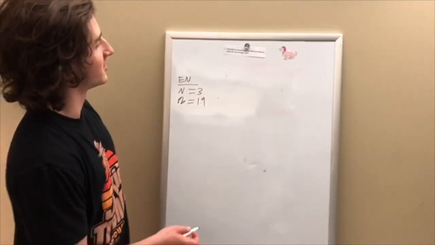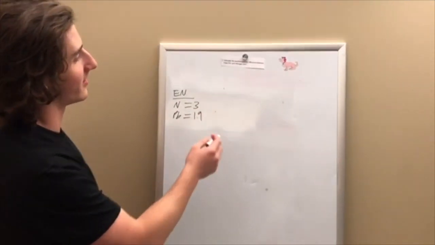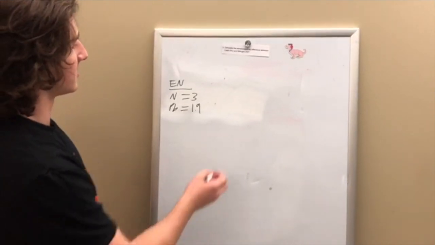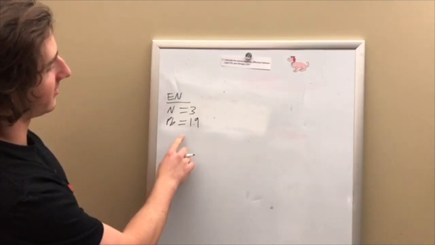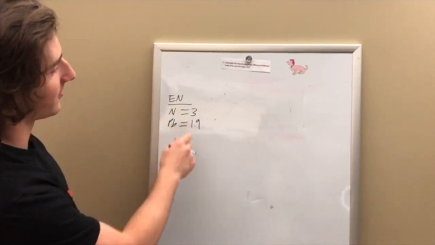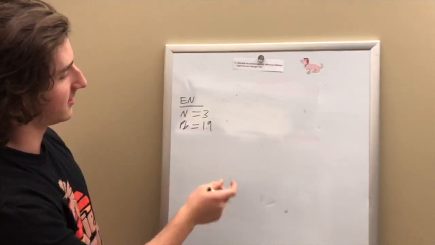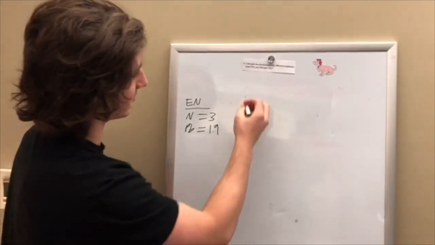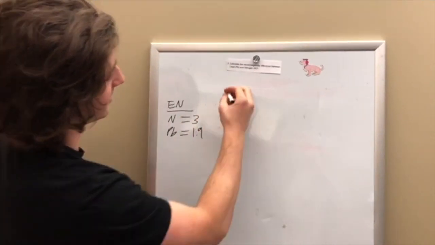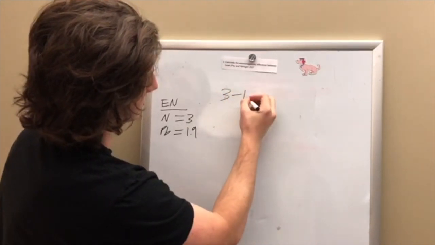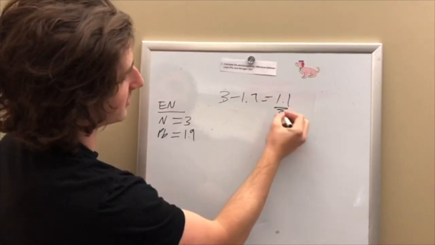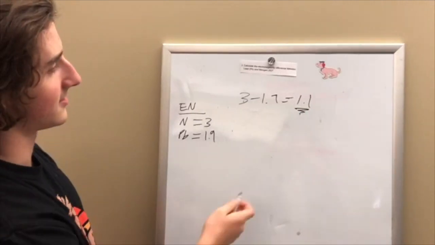Alright, for question 2, we're simply just calculating the electronegativity difference between lead and nitrogen. So lead has an electronegativity of 1.9 and nitrogen has a value of 3. So we're just subtracting the smaller one from the larger one. So subtracting the 1.9 from the 3. So 3 minus 1.9 gives us 1.1, and that's all it is, the electronegativity difference.